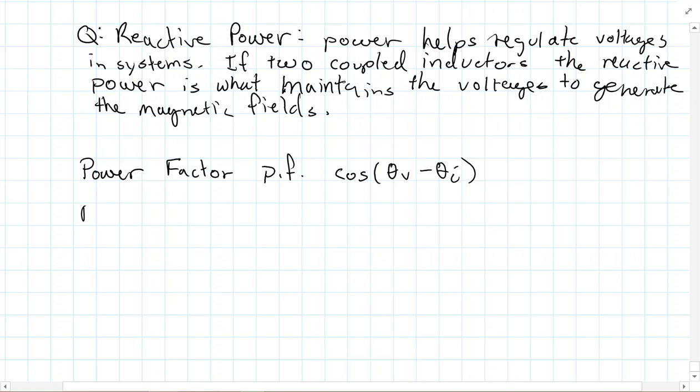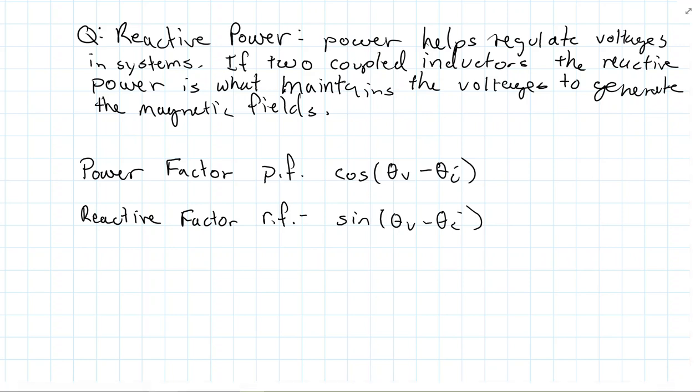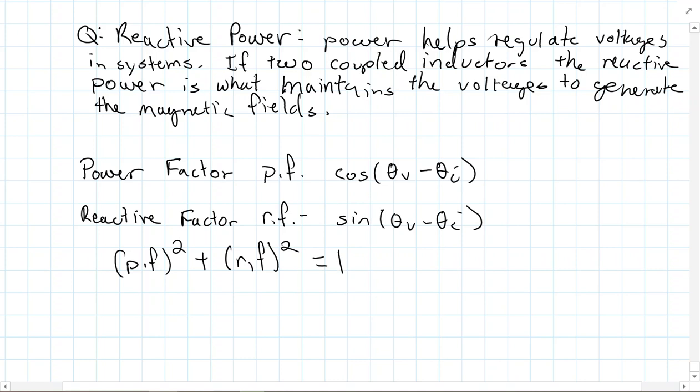And then we also have reactive factor, which is abbreviated RF, and this is actually the sine of theta V minus theta I. And just seeing this equation here, your power factor squared plus your reactive factor squared has to equal 1.